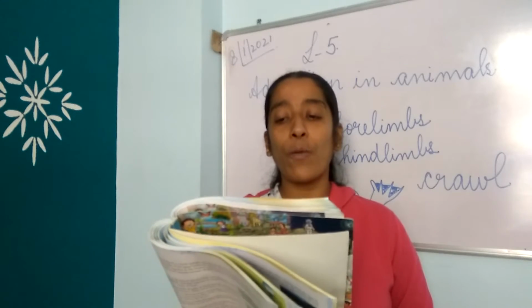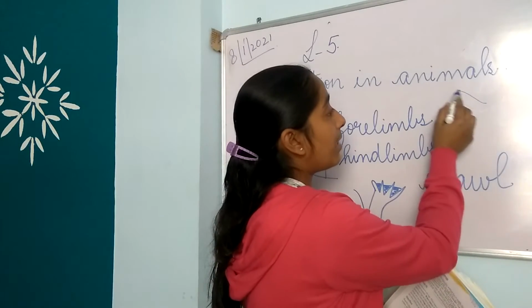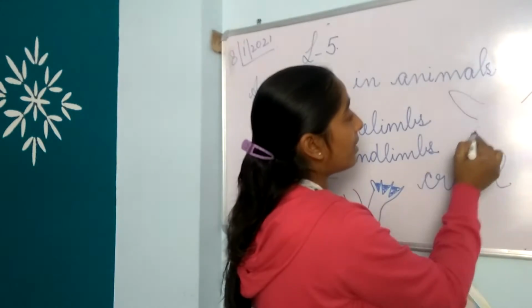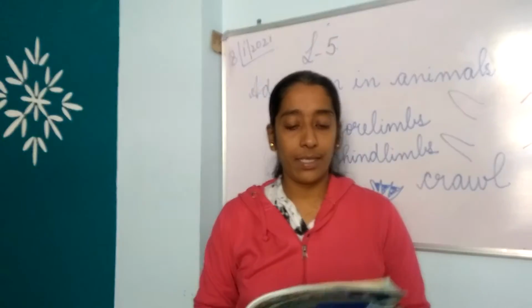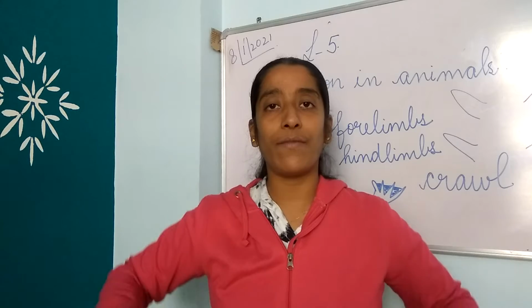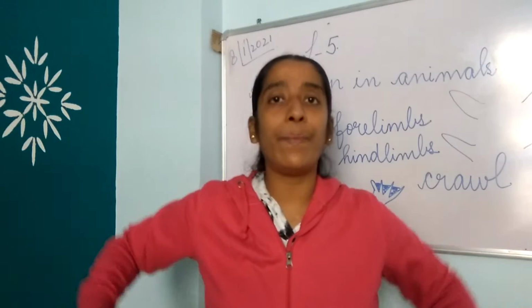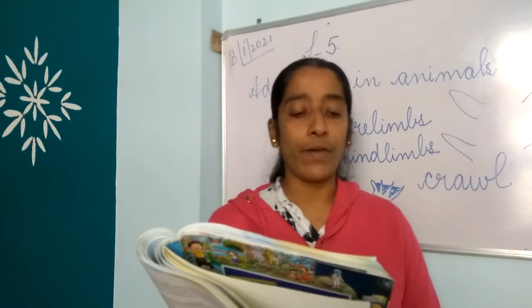Tortoise use four paddle-like limbs. If you have seen a tortoise, their limbs are just like this, isn't it? उनके पैर ऐसे होते हैं, paddle-like limbs. And penguins, they use two forelimbs. If you have seen the penguins, they have the flippers to push the water and move forward.